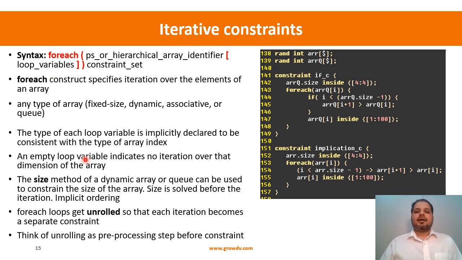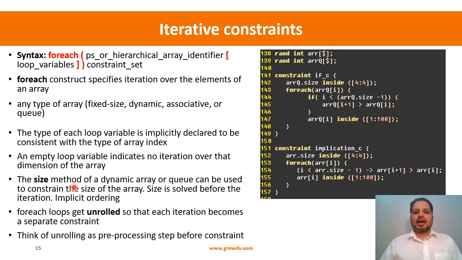Okay. And as we have seen in the case of regular multi-dimensional arrays in our previous session, if you leave an empty loop variable, it indicates no iteration over that particular dimension. So that concept remains the same. And the size method of dynamic arrays or queues can be used, as we talked about briefly, to constrain the size of the array. This is a very useful and important feature.